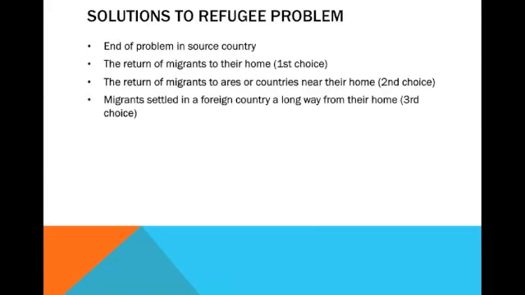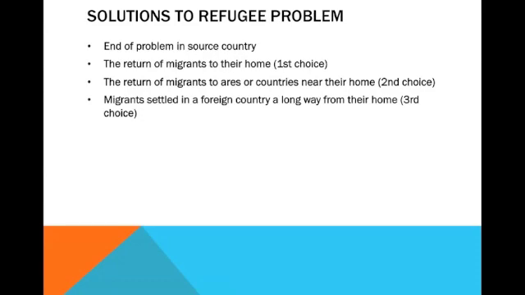So, what are some solutions to the refugee problems? Firstly, you can try to end the problem in the source country. So, for instance, in Iraq, people may be emigrating, so leaving because there's a war. A way to stop this is to solve the actual war so people won't have to leave. So there are organizations like the United Nations who will do this.